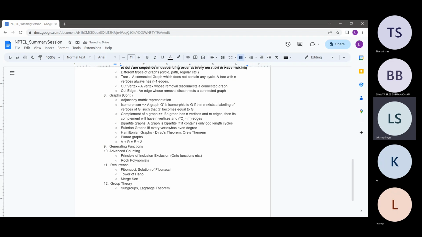So if a graph contains only odd length cycles, then it is bipartite. And if it is bipartite, it will contain only odd length cycles. So it works both ways. So this is an equivalent definition for bipartite graphs.